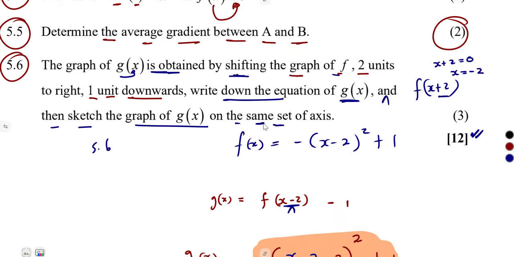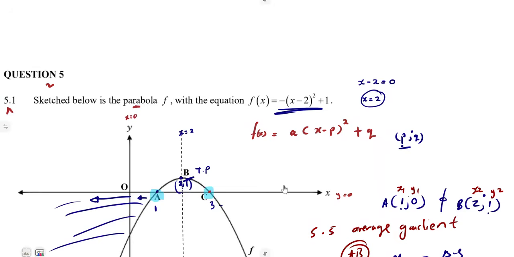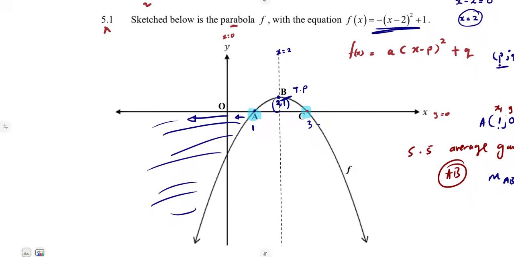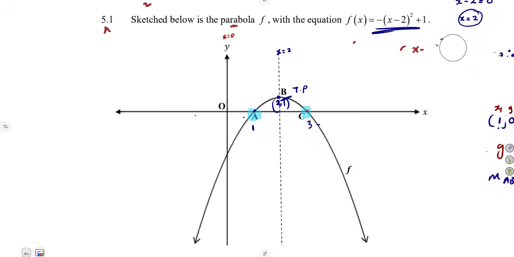On the same set of axes. Meaning to say, with our g(x), we are going back to our f(x). Remember, this was our f(x). So I'm just going to make a sketch here quickly.